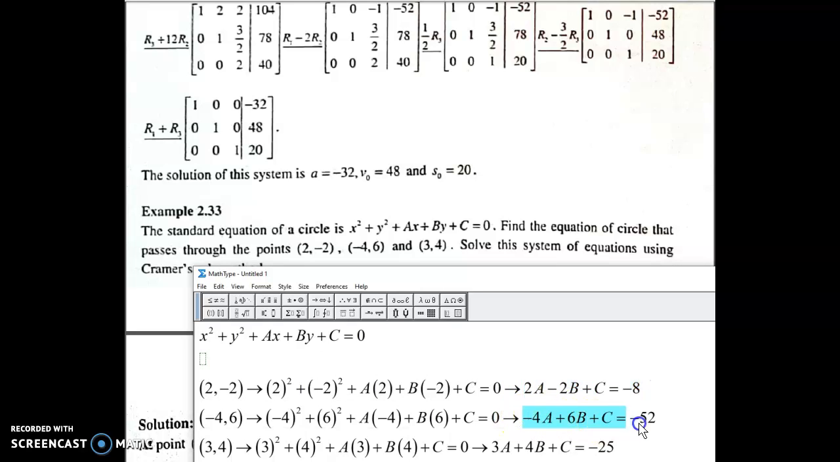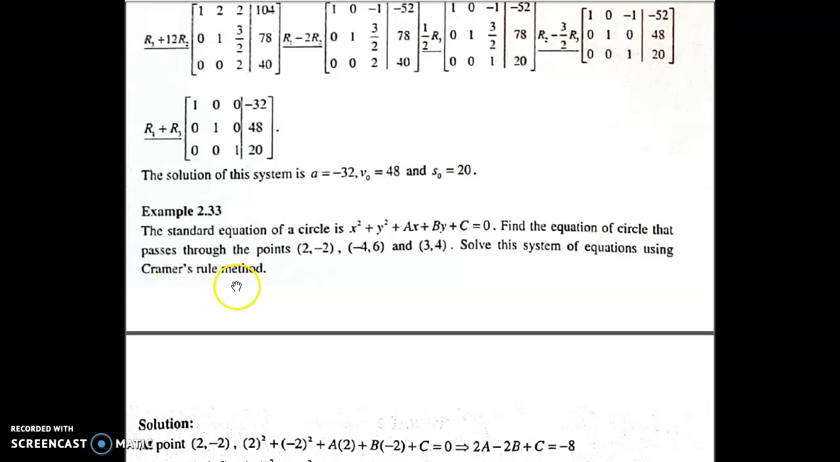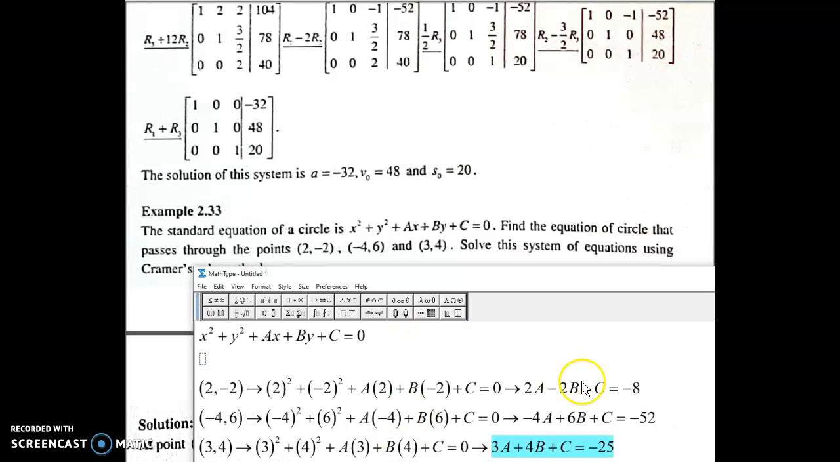Okay, so now that we have these 3 equations, the next thing to do is the same as what we did before, which is to change it into the form of a matrix and try to solve it. And for this case, they specifically asked us to use Cramer's rule. Okay, I'm not going to discuss how to solve it. You can try to do it on your own. I just want to show you how to create the equations.